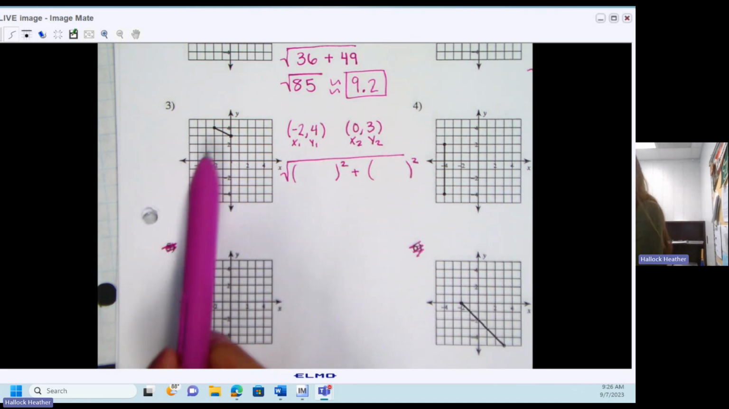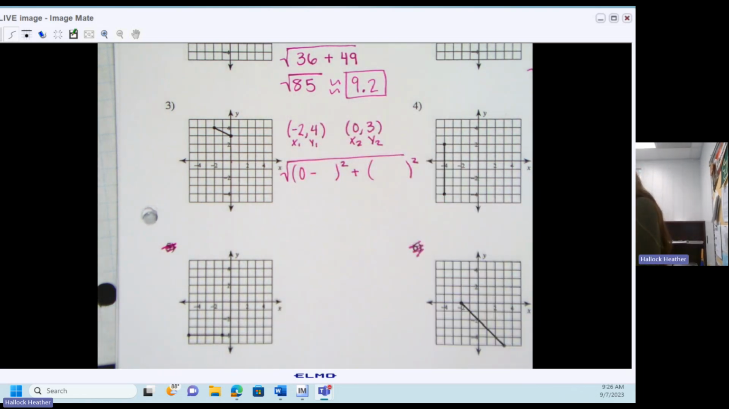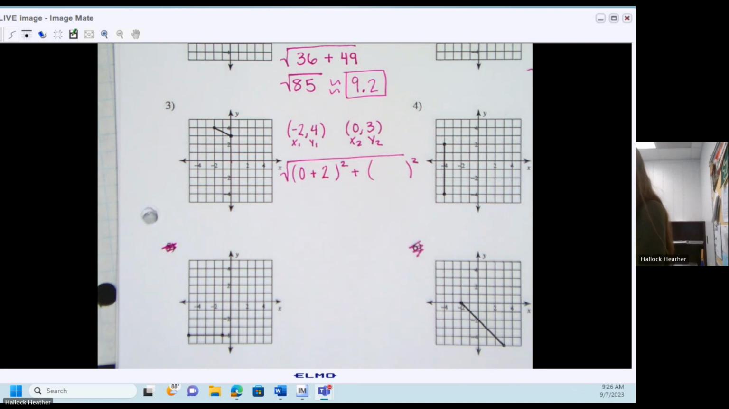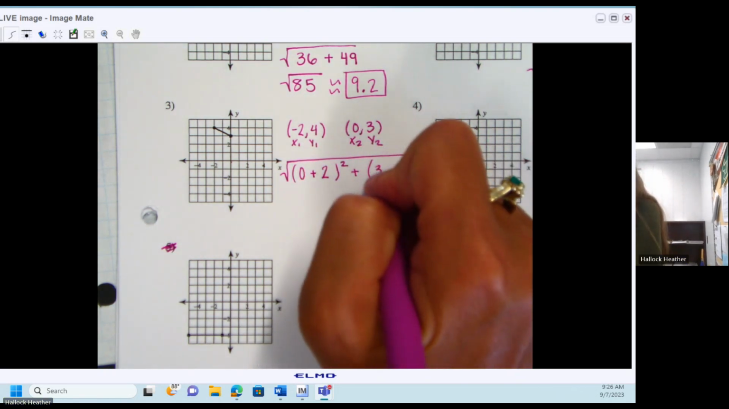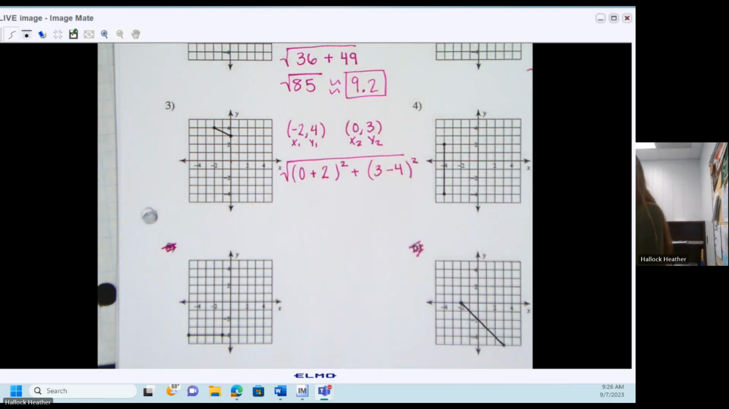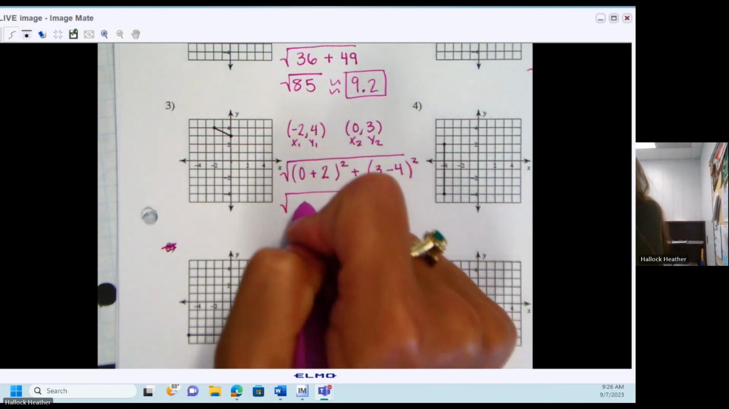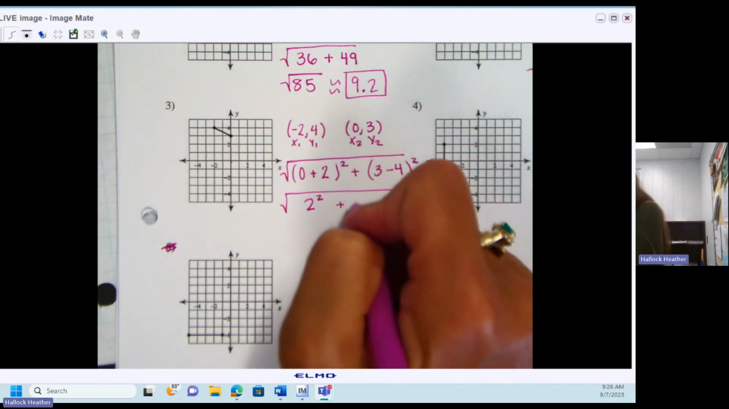So for number 3, you should have 0 minus -2. If you're subtracting a negative, it's really adding 2. And then you're doing your y's: y2 minus y1, so 3 minus 4. If I combine these, 0 plus 2 is 2. 3 minus 4 is -1.